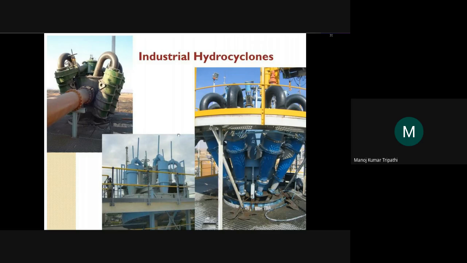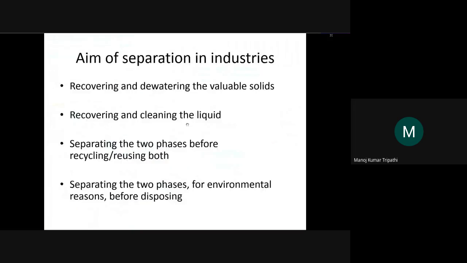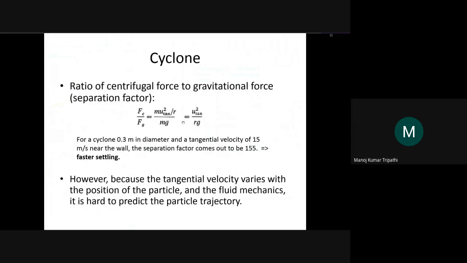And why do they have these parallel cyclones? Why not have a single big cyclone? That is related to the efficiency of the cyclones, which is given by this equation here. This is known as the separation factor, which is the centrifugal force to the gravitational force. Gravitational force is responsible for pulling down the heavy particles, and centrifugal force separates the particle from the fluid. Is it clear? If there is any question, you can ask now.